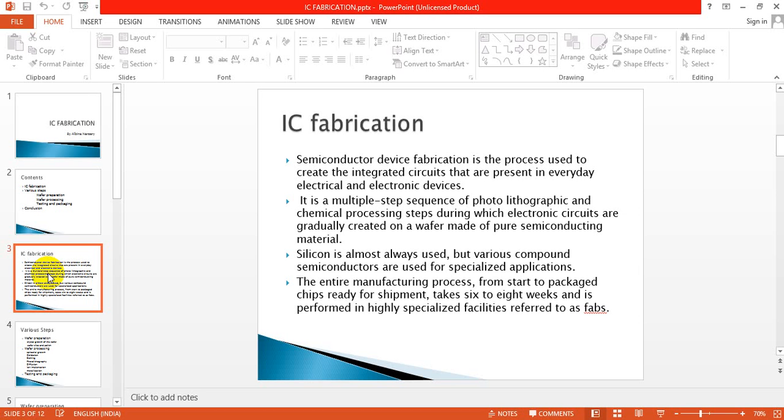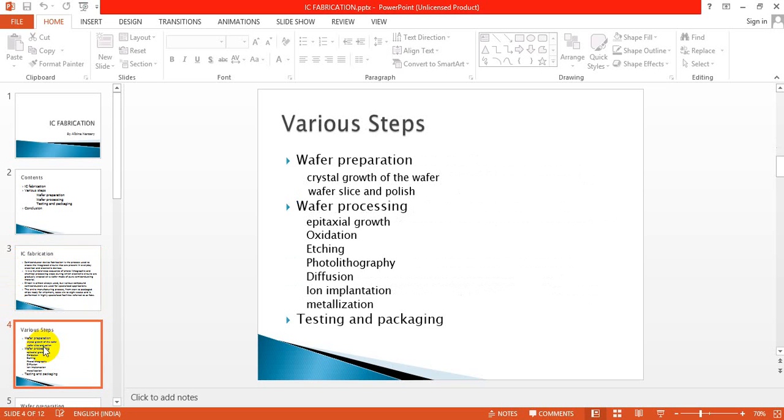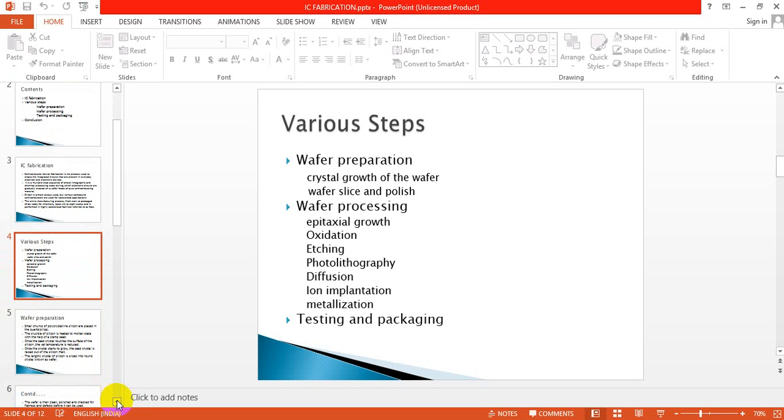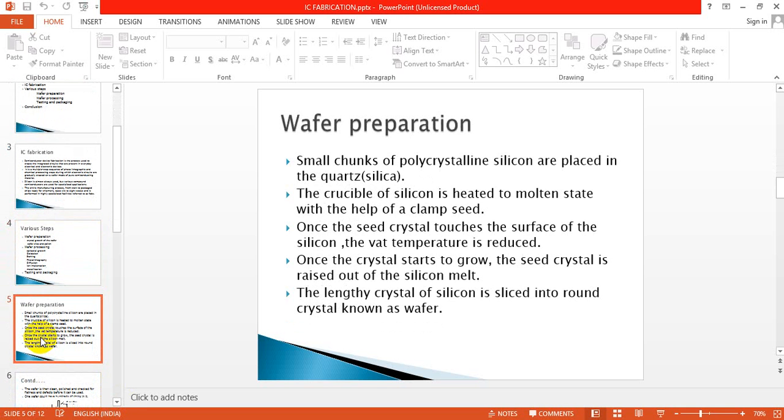The entire manufacturing process, from start to packaged chips ready for shipment, takes 6 to 8 weeks and is performed in highly specialized facilities referred to as fabs. The various steps involved in IC fabrication are wafer preparation, wafer processing, and testing and packaging. So, the first process is wafer preparation.